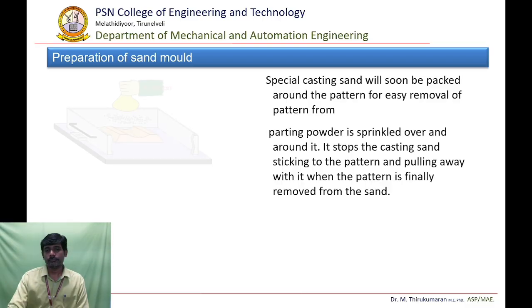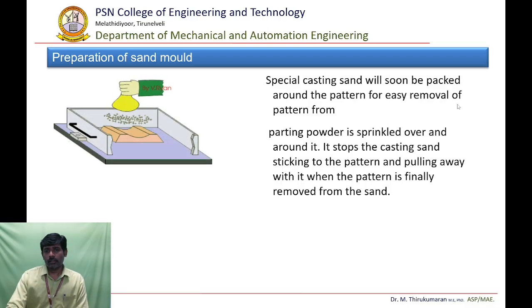So next, some particles. So what particle? This is a special casting sand which is poured onto the casting methods. Okay. So the special casting sand will soon be packed around the pattern for easy removal of the pattern from the casting methods.